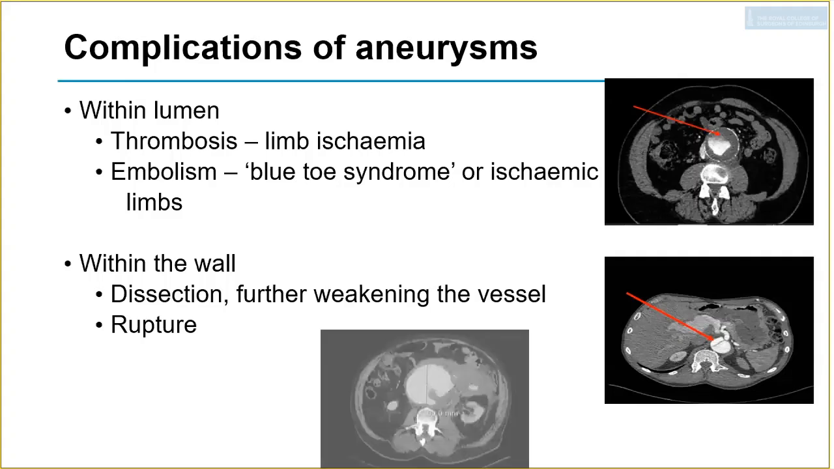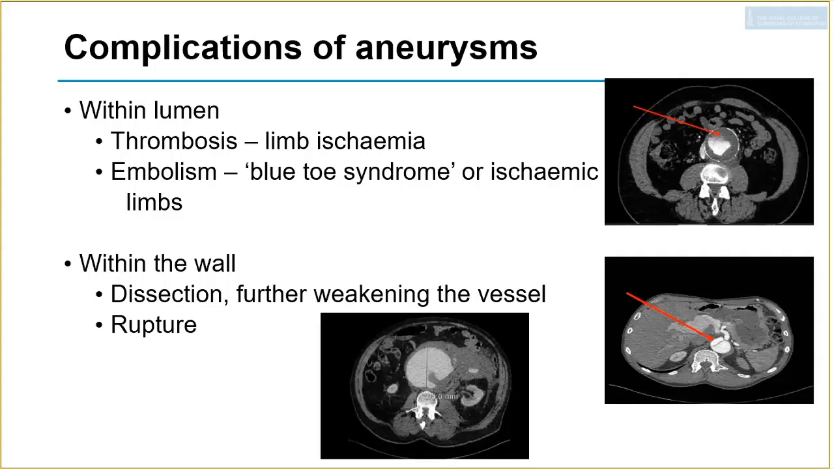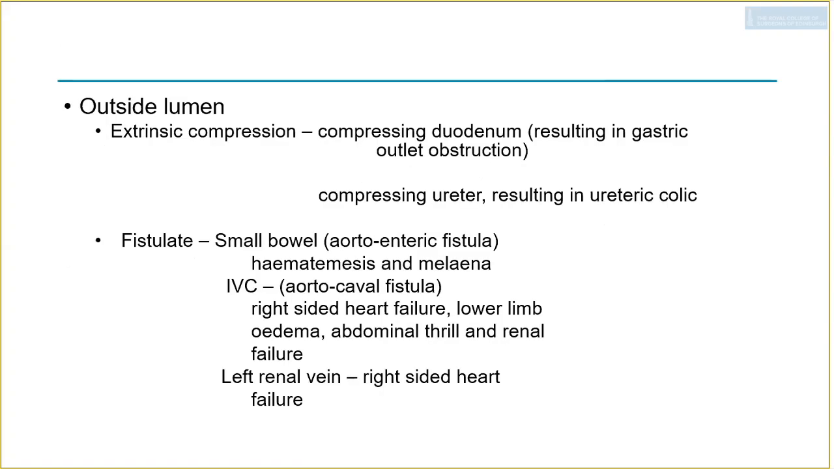And you can also get rupture, as we know. There's a picture at the bottom, and the arrow is pointing to the extravasation of contrast out of the lumen of the abdominal aortic aneurysm. Outside the lumen, what could you do? It could compress extrinsically on the duodenum. It can result in gastric outlet obstruction. I've certainly seen a case like that. It could compress on the ureter. It results in ureteric colic. And again, we've seen cases like that.